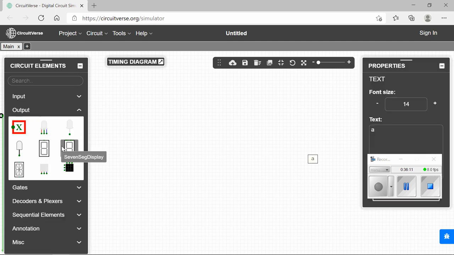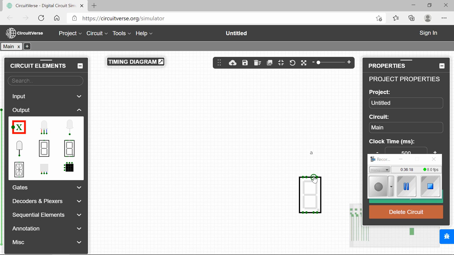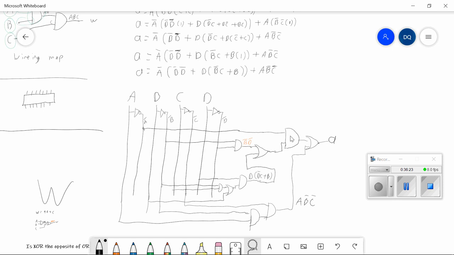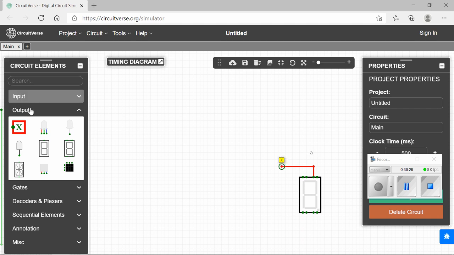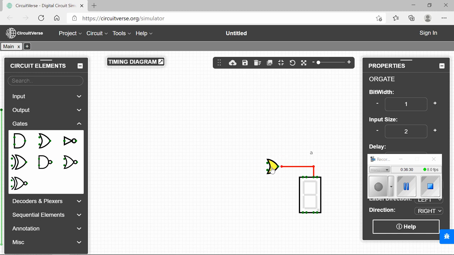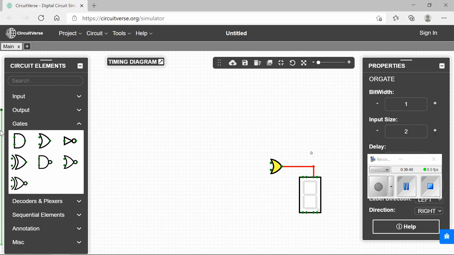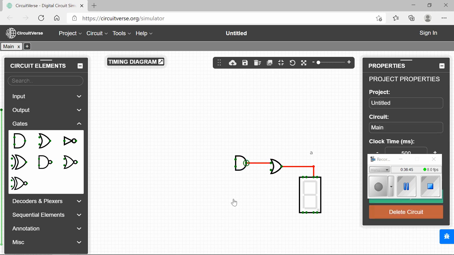So my output, and make sure you grab the 7-segment display, not the hex. Okay, so this is pin A right here. So we want an OR gate attached directly to pin A. So I'm going to go over the gates and put an OR gate right there. Then we want AND gates fed into that OR gate. You have two AND gates fed into that OR gate. One up top, and then the other one much lower.